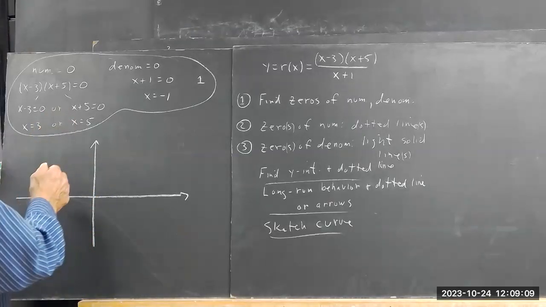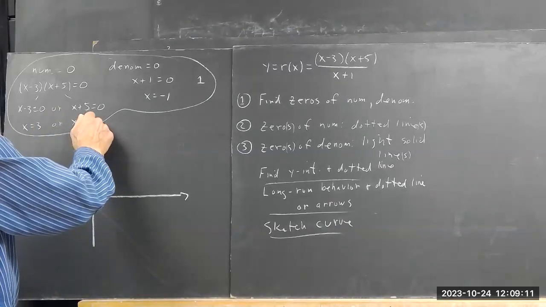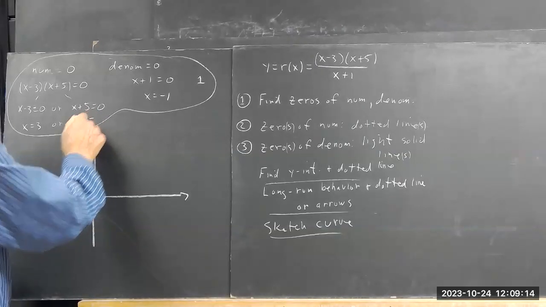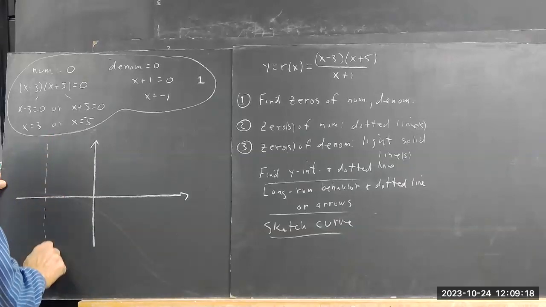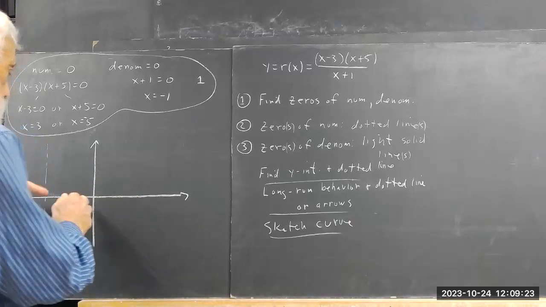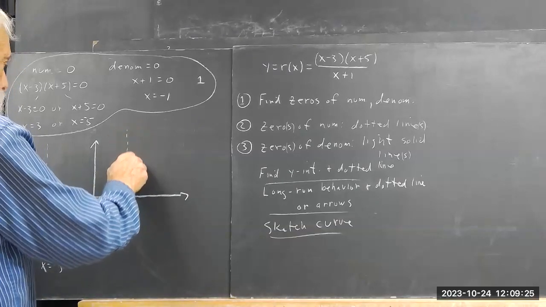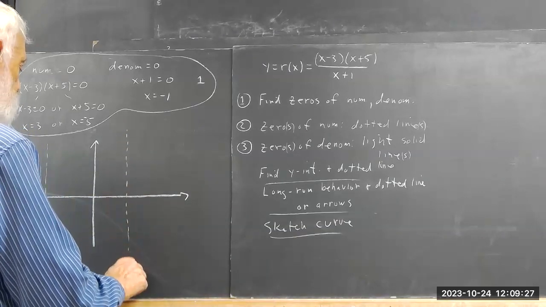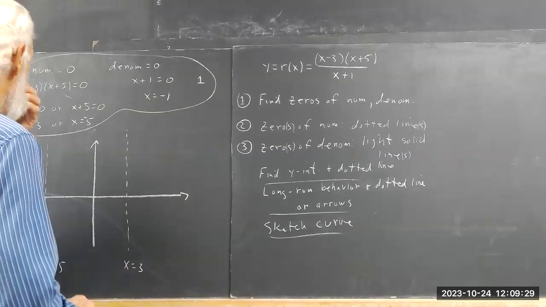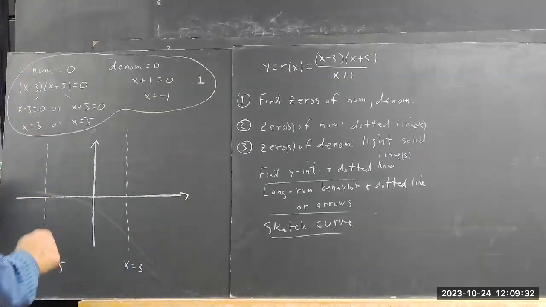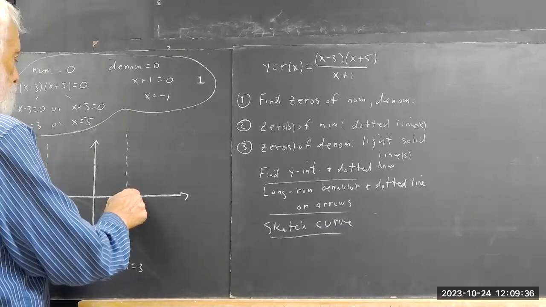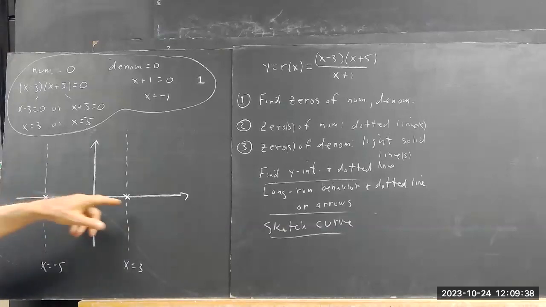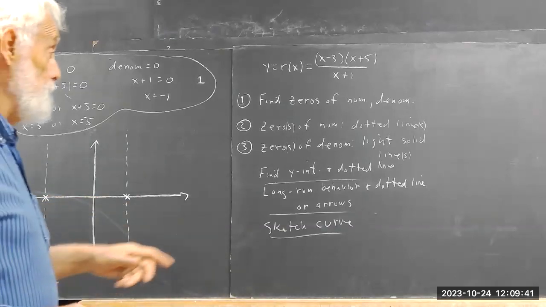Okay, so anyhow, I said x equals 5, x equals -5. Okay, so x equals -5, put that here. And x equals 3 is not going to be quite as close to the y-axis. It's going to be on this side. So here's x equals 3. So there are the vertical lines, x equals 3 and x equals 5. And here's where those lines cross the x-axis. Those are going to be our x-intercepts.